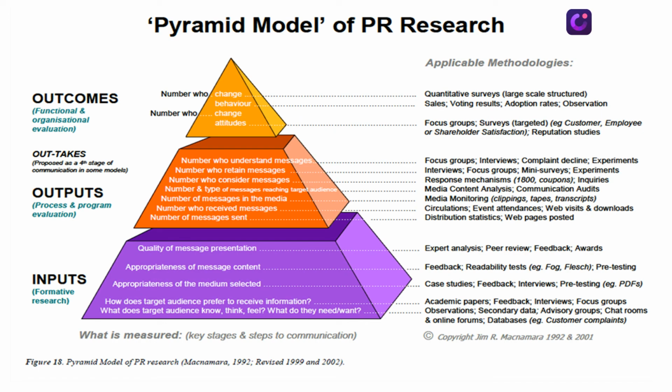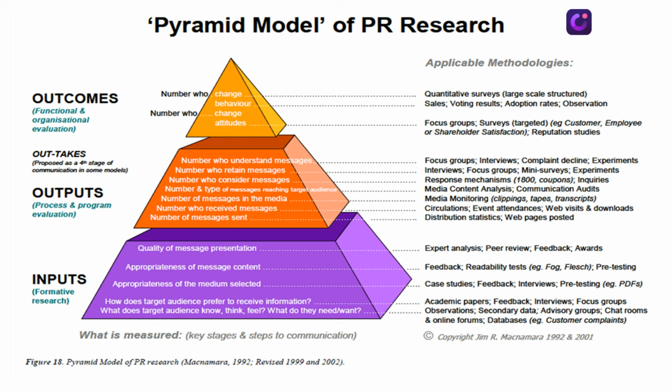One interesting thing about this stage of McNamara's model is that it was proposed that there could be a fourth stage. That is, the output stage could be divided into two: the output stage itself and then the outtakes. The output stage will be looking at the number of messages sent, all the correspondence, the activities, and then the outtake will be what people have understood, so that's a taking away.